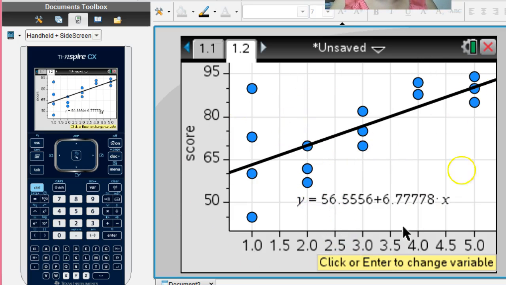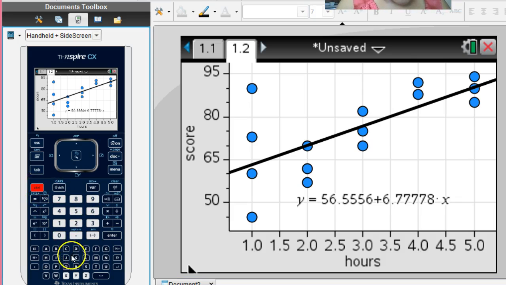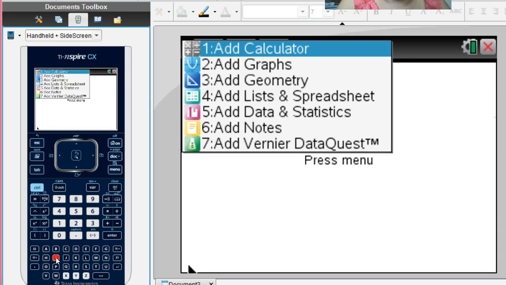And as you can see, the relationship here is not a strong positive correlation. It's a moderate, positive correlation. But this is the equation in slope-intercept form. Here's the slope and here's the y-intercept. So if I wanted to see about the correlation coefficient, I would have to add another page. So I'm going to hit Control-I to add a calculations page.